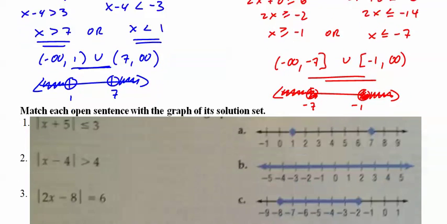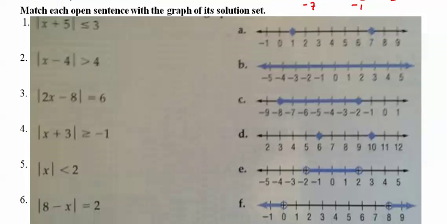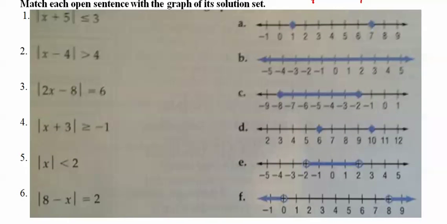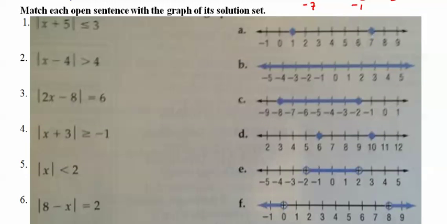It's not easy. Match each open sentence with the graph of its solution set. I would pause this and run with it. Let's see what I got. I'm going to do this one first. Absolute value of x is less than 2, because that's going to be x is less than 2, and x is greater than negative 2. So I got to go find a negative 2 answer, which I don't see. Find that humorous. Ah, there it is. X is greater than negative 2. There it is. So matches up.